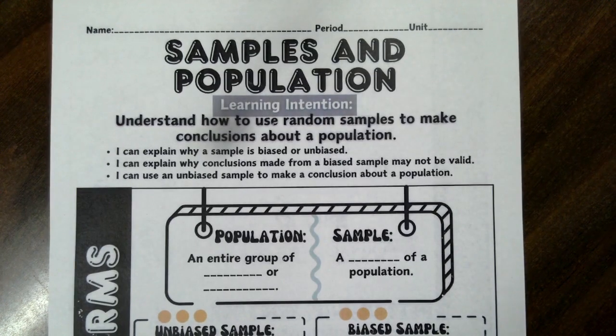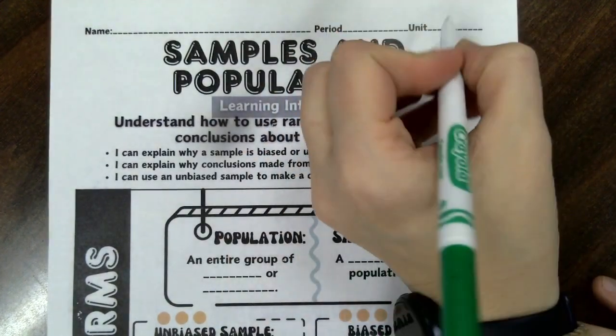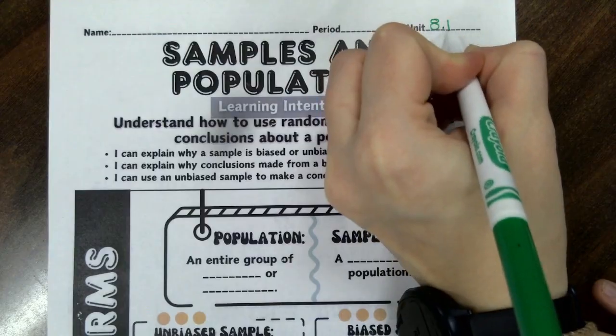This video is going to be on samples and population. This starts our new unit 8. So you're going to write 8.1 up here at the top under unit.